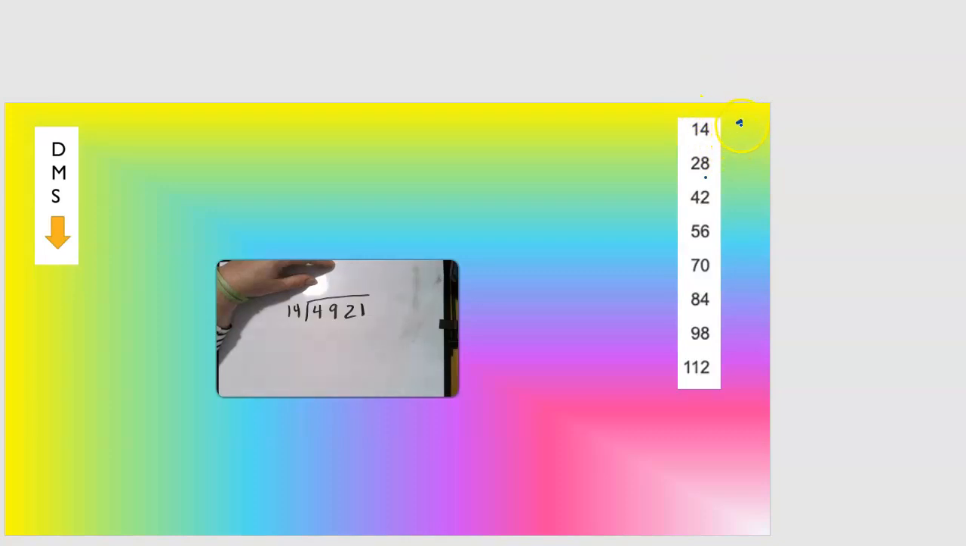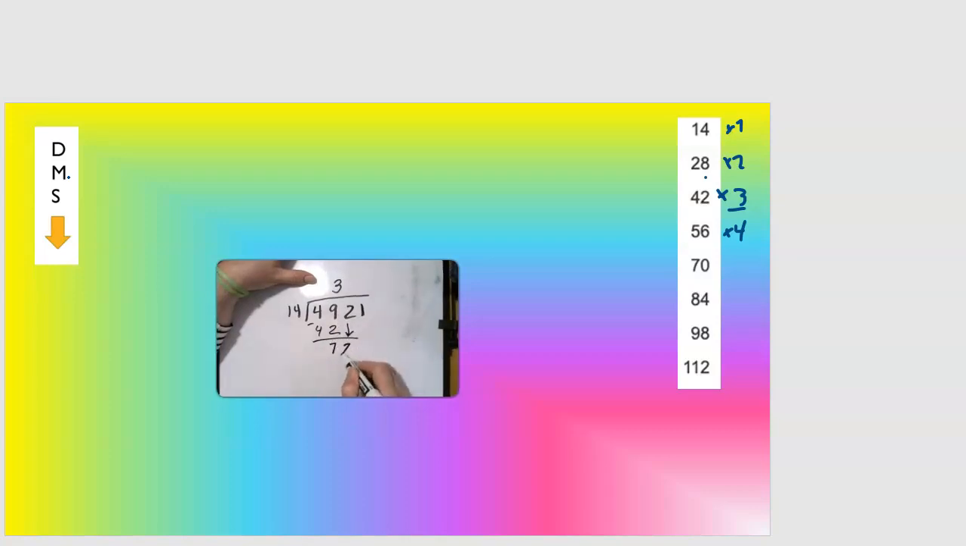14 goes, let's see, that would be 14 times 1, 14 times 2, times 3, times 4. So 49 divided by 14 is 3. Even though it's just a little less than 49, we still need to use the number 3. That goes directly above the digit 9. Okay, so we've divided. Now we multiply. 14 times 3 is 42. Subtract.